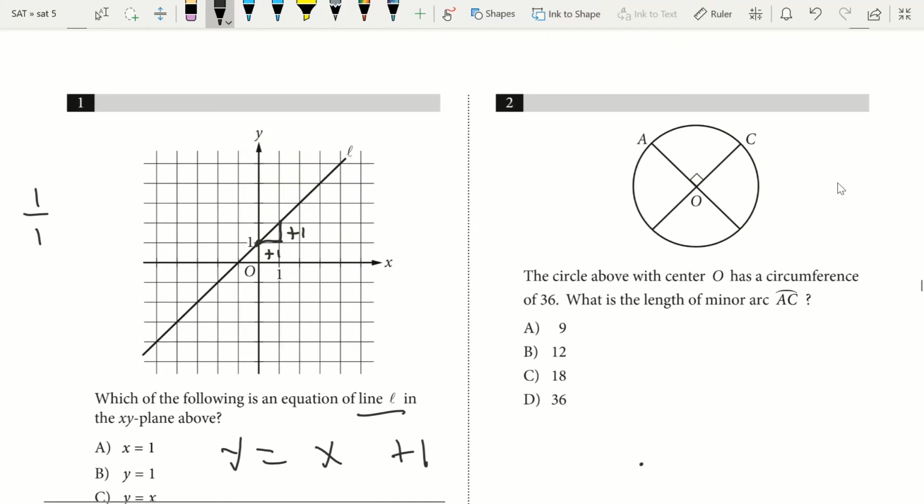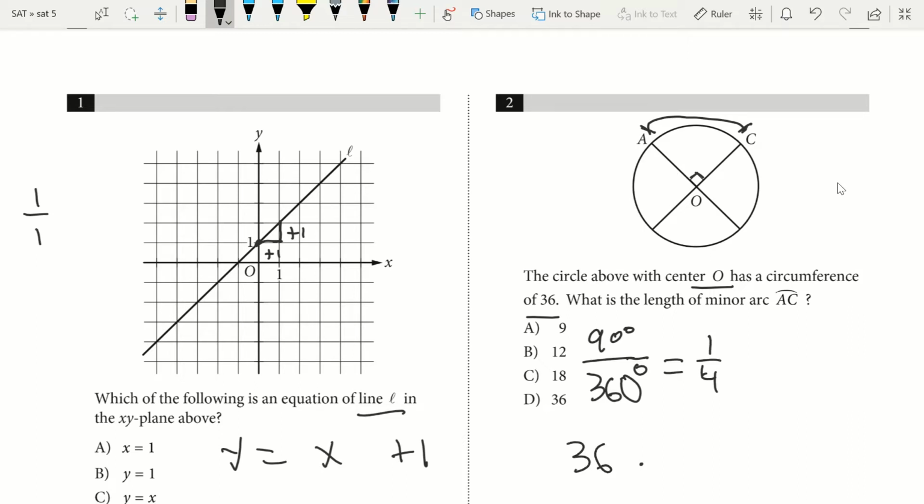Question 2. The circle above with center O has a circumference of 36. What is the length of minor arc AC? Well, we see minor arc AC is here, and we know we have a 90-degree angle. So we know our 90-degree angle divided by the total 360-degree angle of our whole circle is 1/4. So if our angle is 1/4 of the total angle of our circle, we know our circumference of 36 times 1/4 will give us our arc length AC, which will be 36 over 4. 36 divided by 4 is 9, so we know our answer is A.